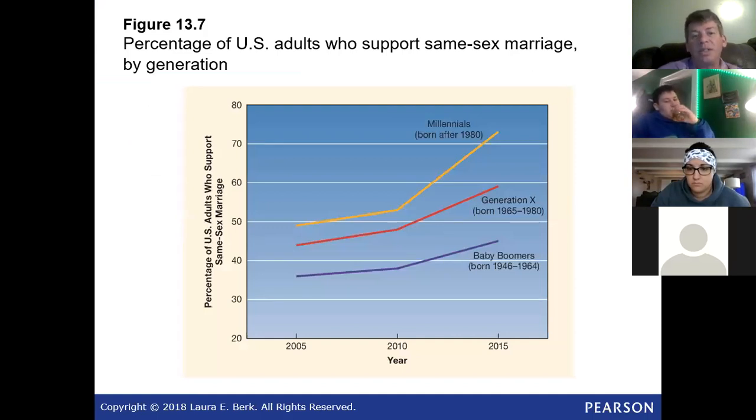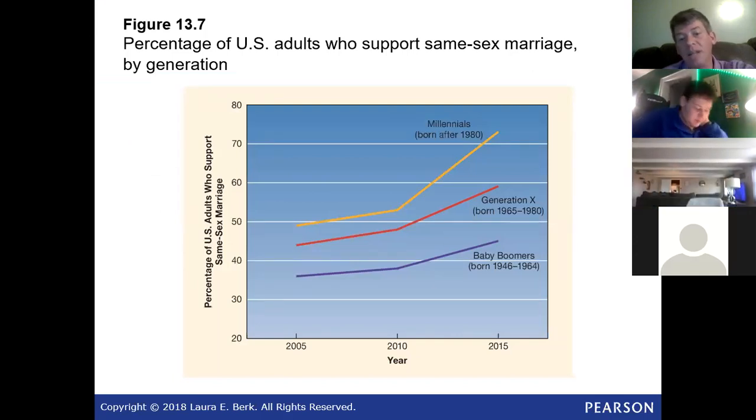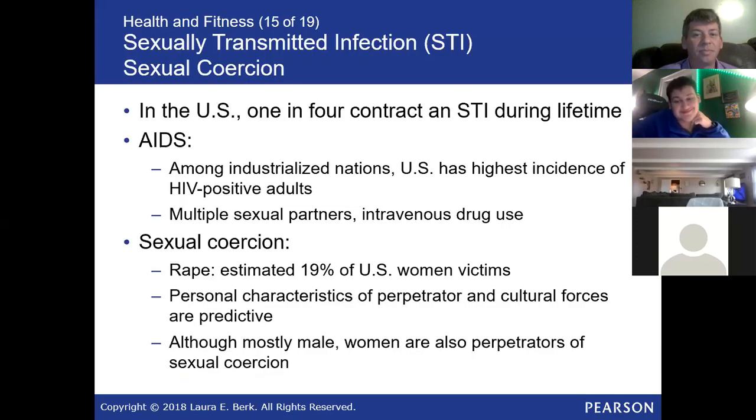The percentage of US adults who support same sex marriage. They asked baby boomers, Generation Xers, and millennials. And what you can see over time, not only did baby boomers, Generation X, and millennials become more supportive of same sex marriage, but you also see that millennials were always greater than baby boomers from the very beginning. Culture, culture, my people, culture.